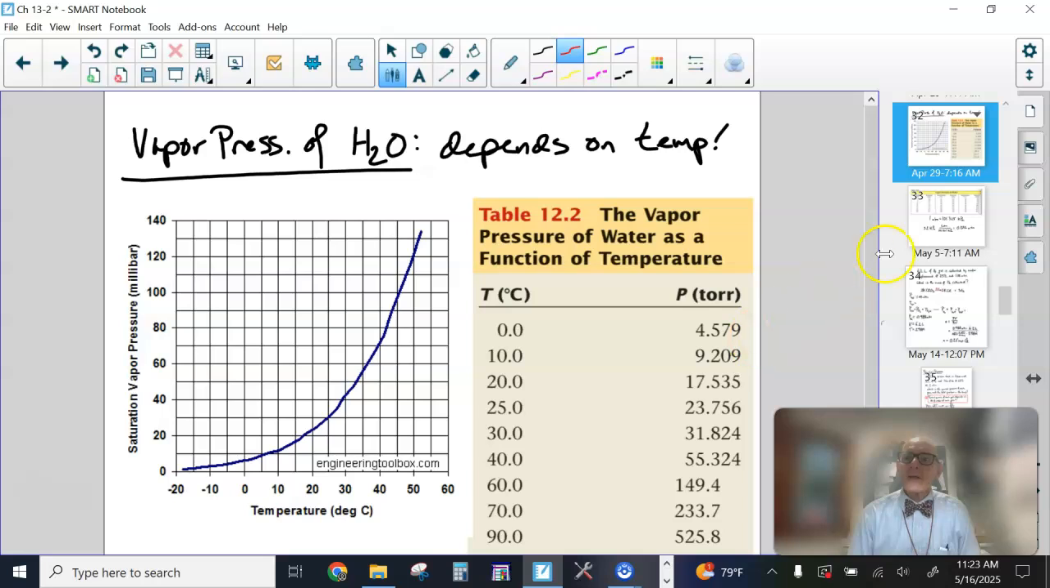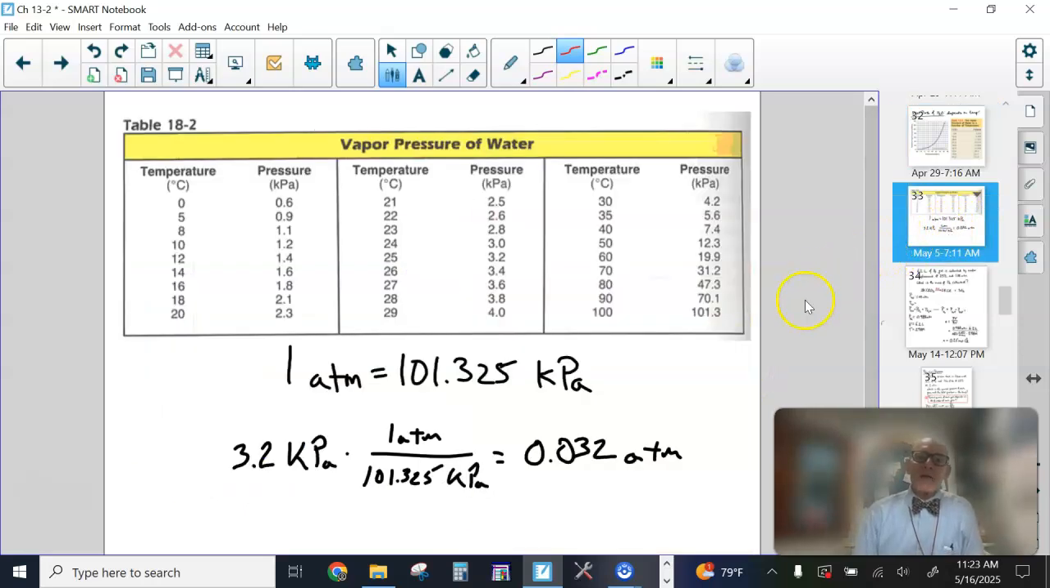And we feel that. So you can even look up numbers. If you simply take the temperature, you will know the vapor pressure exerted by water. And here's an example of one of these vapor pressure of water tables I pulled off the internet just a few minutes ago. So at any temperature, we can find the vapor pressure of water.